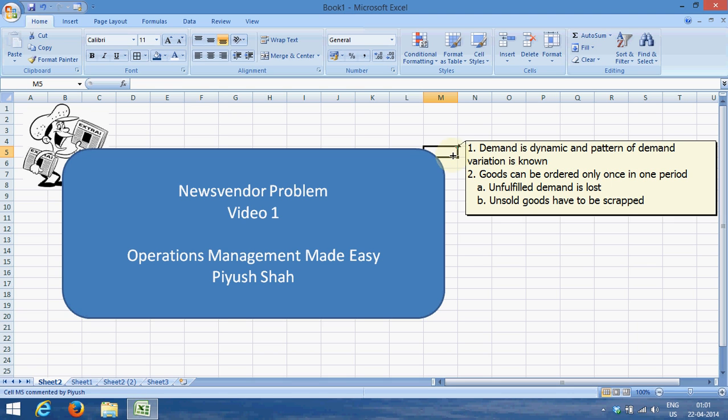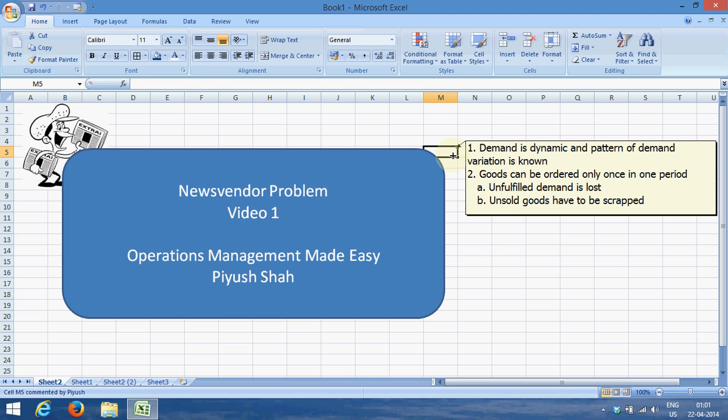So if we have ordered goods which are lesser than the demand, note here that demand is varying in every period. It's not a specific same demand. So if the goods that have been ordered are lesser than the demand, the excess demand would be lost. You cannot fulfill this demand in the next period. But if the goods ordered are in excess of the demand, the goods would have to be scrapped. They are highly perishable.